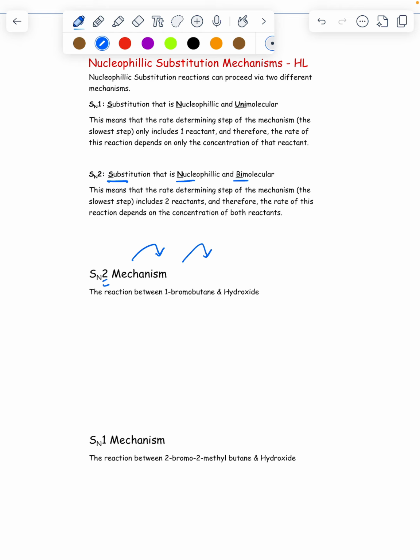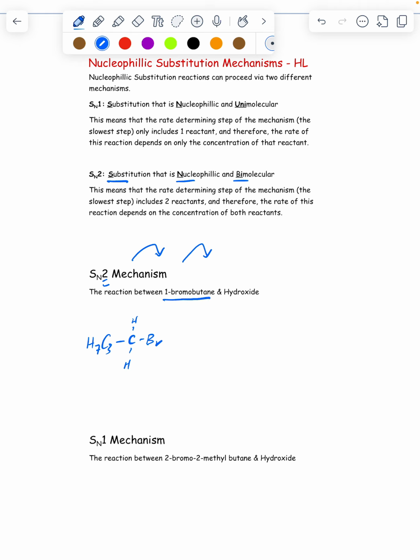So we've got one bromobutane and we've got hydroxide. I'm going to simplify how I'm writing the one bromobutane. I'm going to put the Br here at the end, and then the rest of the molecule, so the other 3 carbons and 7 hydrogens, I'm going to condense down like that. You're welcome to do this also if it helps you save some space. So there's one of my reactants.